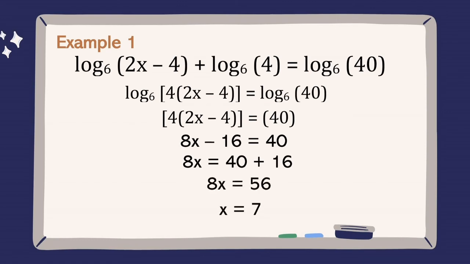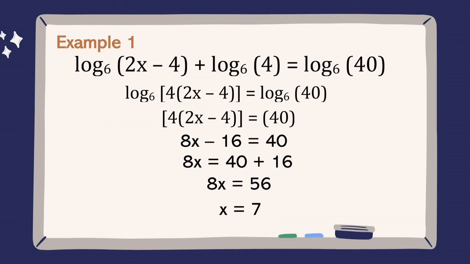For our first example, solve log base 6 of (2x minus 4) plus log base 6 of 4 equals log base 6 of 40. First, simplify the logarithms. So, we have log base 6 of 4 times (2x minus 4) equals log base 6 of 40. Since we have the same base, we drop the logarithms, making it 4 times (2x minus 4) equals 40.